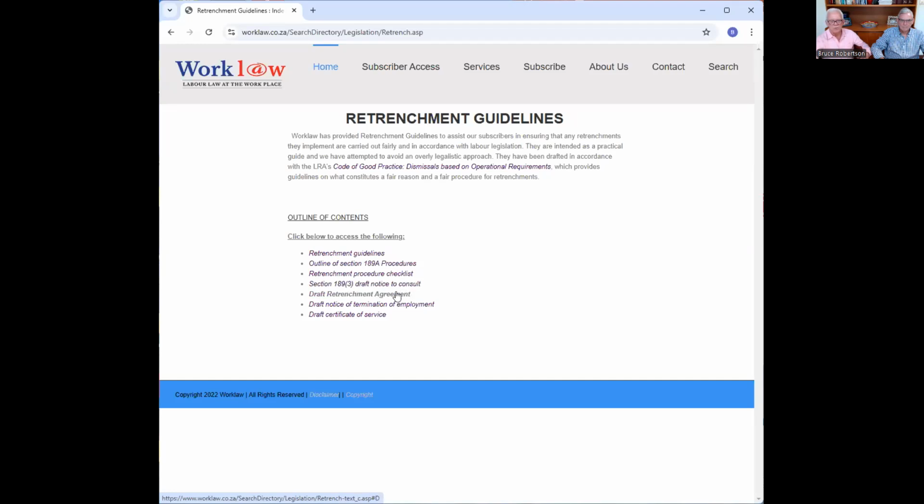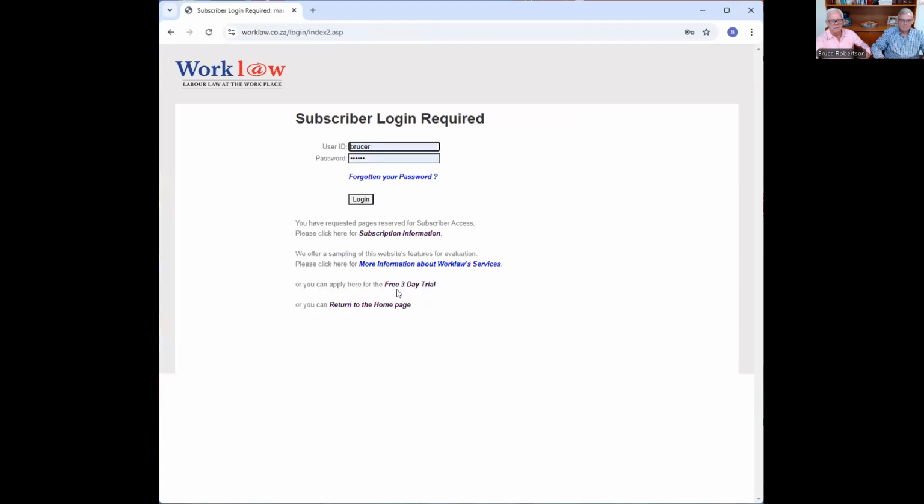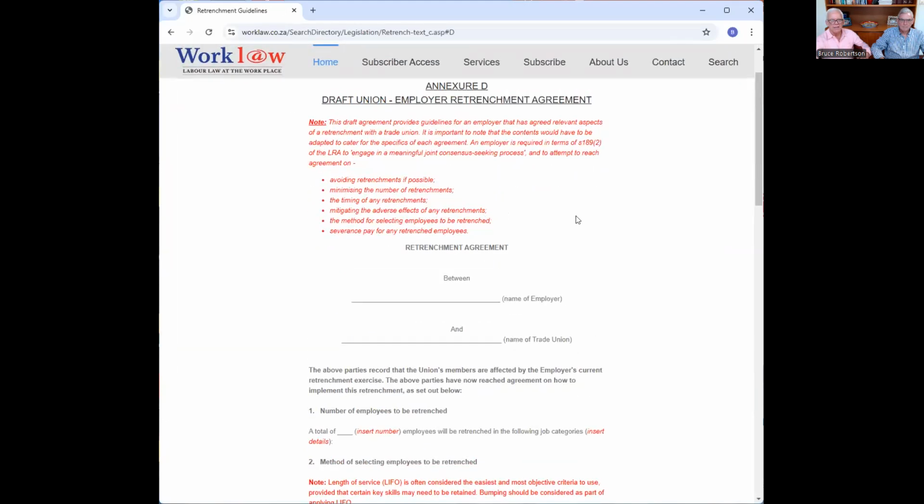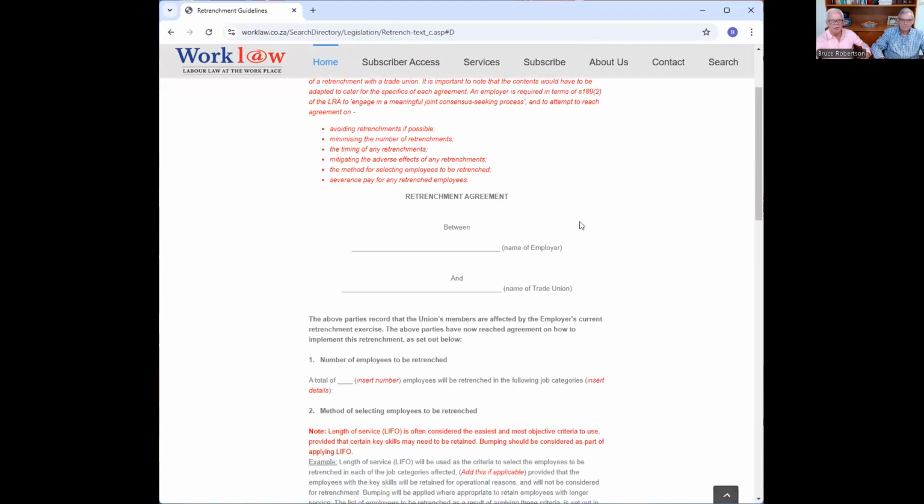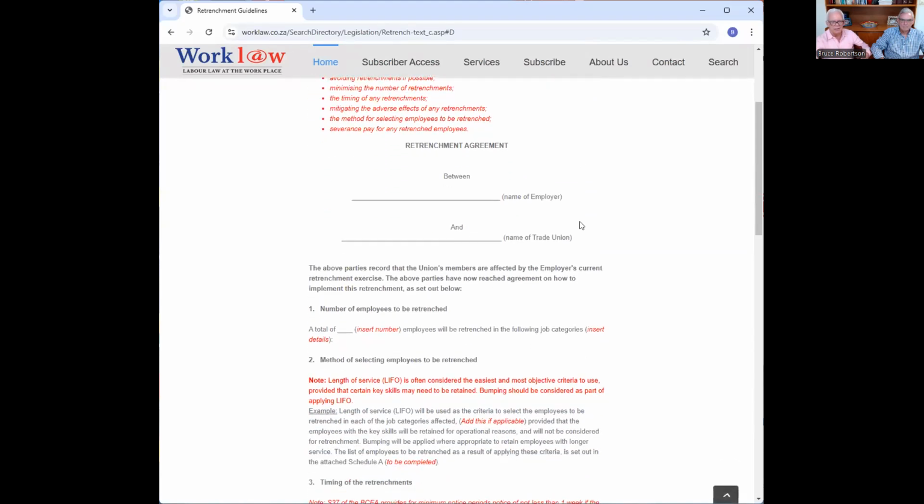If you were to reach agreement with your union, I'm going to just open that. It takes you into the draft agreement, and we've given explicit instructions as to how you would adapt and implement this draft. All the instructions are in red. I'm not going to show you the whole agreement, but if you look down in Clause 1 and Clause 2, you can see we're giving you instructions and guidance as to how you would go about implementing this draft agreement.